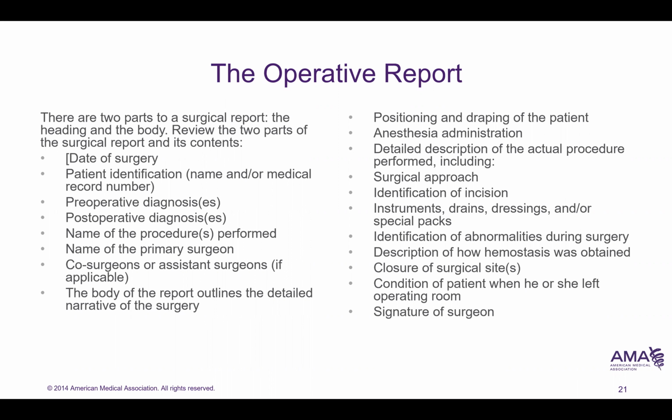Then the body of the report gets into the narrative of the surgery, which is over on this side. And that's the position and the draping of the patient, what kind of anesthesia they got, the approach, the identification, the incision, all these other different types of things. And for those of you who are taking HIM 271, this kind of lines up with the types of things that you'll need to look at when you code hospital procedures.